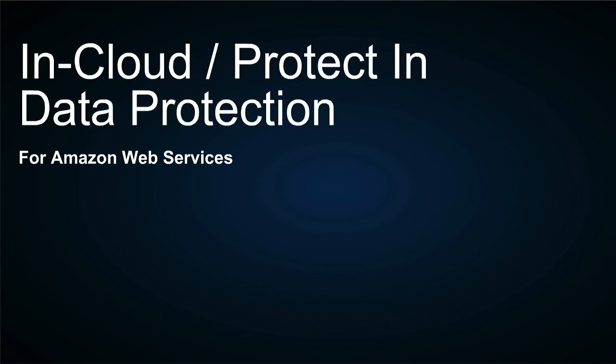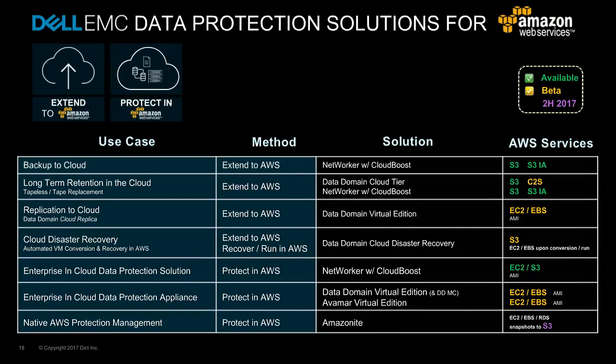Now, that's for AWS and Azure. I'm going to focus a little bit more now on what we've got for Amazon when it comes to in-cloud and protecting cloud. Some of these offerings do work for Azure and some of them don't, and I'll point out the ones that don't. There's only a couple today. But there's some great offerings here, and there's a great roadmap going forward about extending to an Amazon cloud or protecting data within an Amazon cloud.